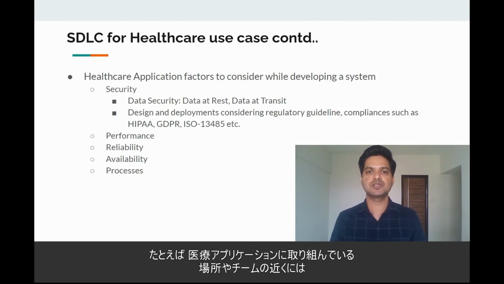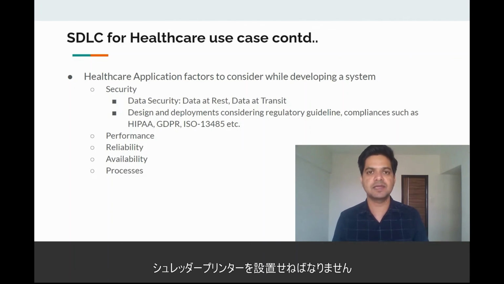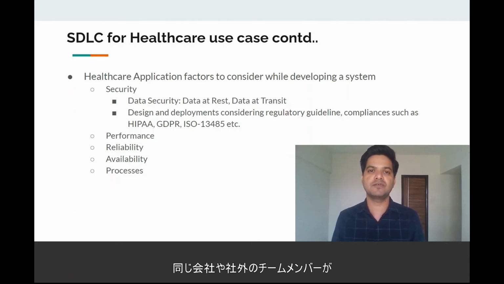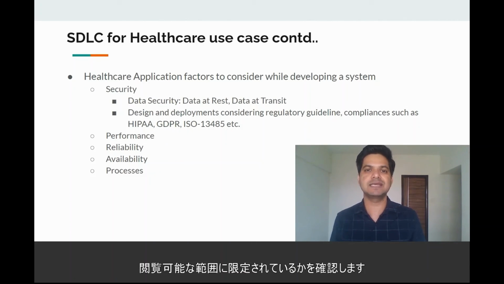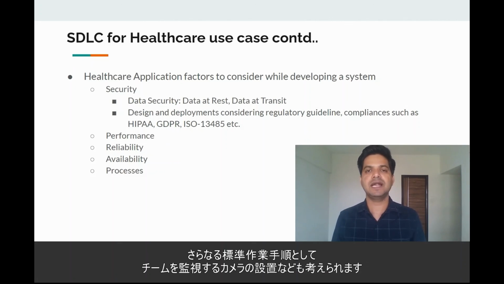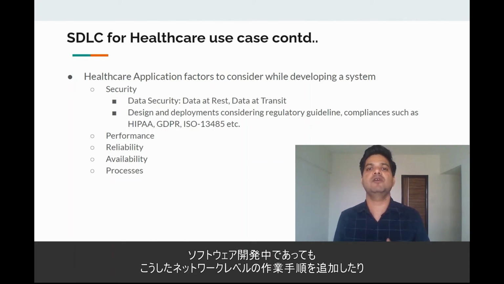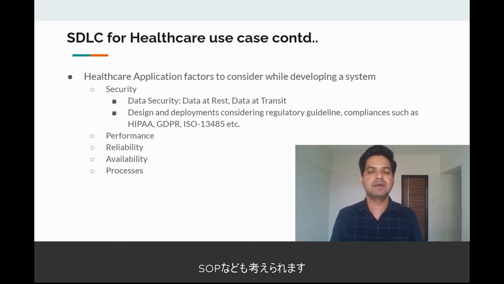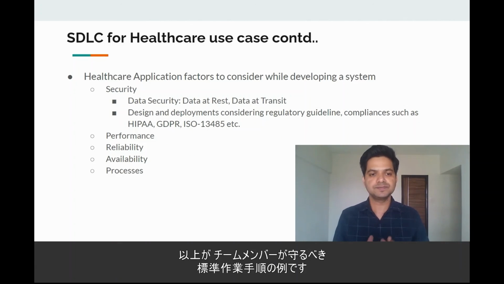For example, there has to be a shredder printer near the premises or near the team which is working on this healthcare application. Team members need to make sure that they are not sharing the PII information, which they are allowed to look into, with other team members within the same company or maybe outside the company. Additional standard operating procedures could be like there has to be a camera watching the team. So such additional network level operating procedures, as well as, even while developing software, there could be SOPs like we should not write any PII information in the log file whenever any request is getting served by the server. So those are a few of the standard operating procedures that the team might need to follow.